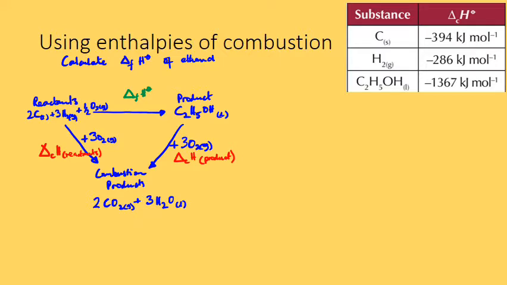Okay, so if we work out those 2 steps, which we've annotated in red just now, then we would be able to work out the enthalpy change of formation of ethanol, as we've annotated in green there. So let's do that in sequence. Let's start off with our enthalpy change of combustion of our reactants.